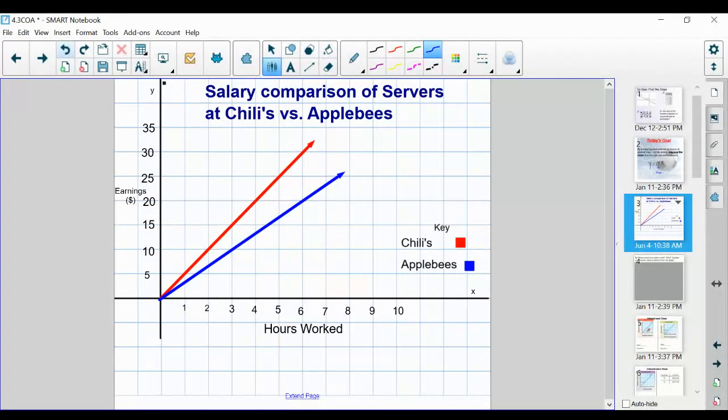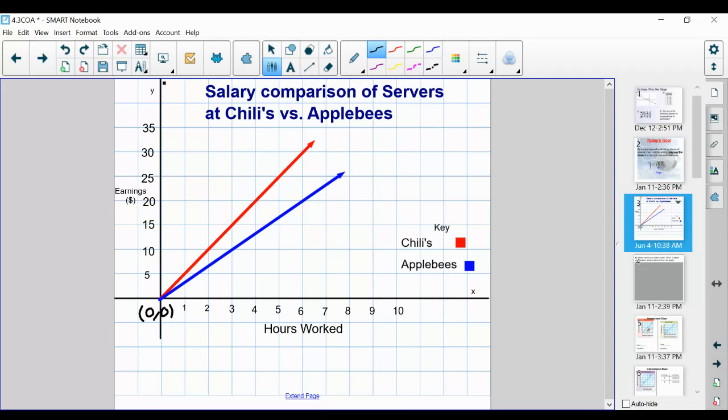Some things that I notice is that both of these lines are going through the origin. And that should make some kind of logical sense. The x-axis represents the number of hours that you work. The y-axis is representing how much money you earn. So if you don't work any hours, you don't get any money, right? That's kind of how life works. If you want to generate an income, you've got to put the work in, right? So they both start at the origin.